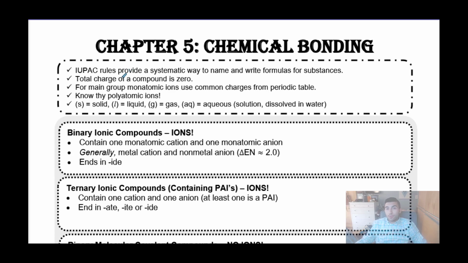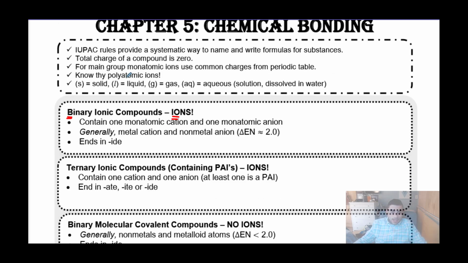For main group or representative monatomic ions, we use the common charges from the periodic table, which we're going to review in a moment. You should know your polyatomic ions. You have to have those memorized, their formulas and charges. And then remember that in the context of the phase of matter, we include next to the formula, if we're writing a chemical reaction, or even if we're just writing the one formula, we should know the phase of matter: solid, liquid, gas, aqueous.